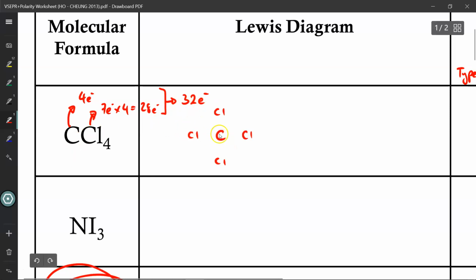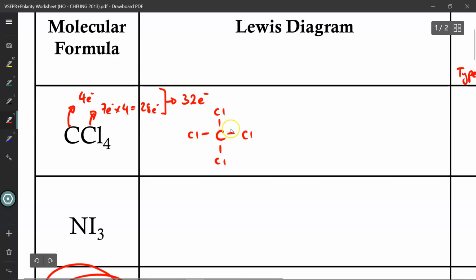Since carbon has the most number of bonding sites, I'm going to make that my central atom. Chlorine, I'll write them out around it. I know that each of these chlorines must be connected to carbon with at least a single bond. Might be a double, might be a triple, but definitely at least a single bond. So I'm going to put that in. And now I'm going to make sure the ligands get the octet rule first. At least they fulfill the octet rule first.